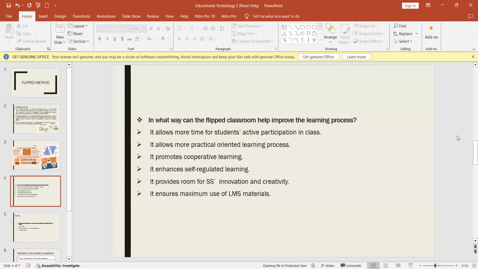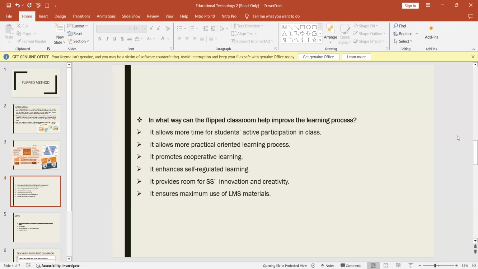But here, when you flip the classroom, in-class activities are for higher order and active participation. It's an advantage. Second one, it allows more practical-oriented learning process. It's not just sit and wait, listen. It promotes cooperative learning because they come to class to engage in group work, because more creative, advanced activities based on what they have learned on their own. It enhances self-regulated learning, autonomous learning.